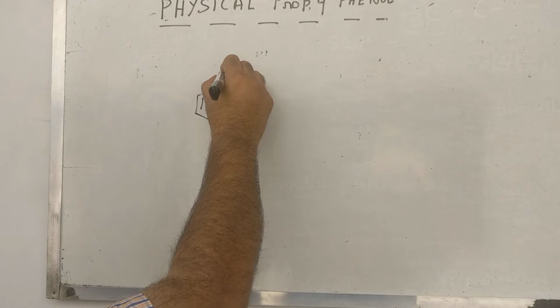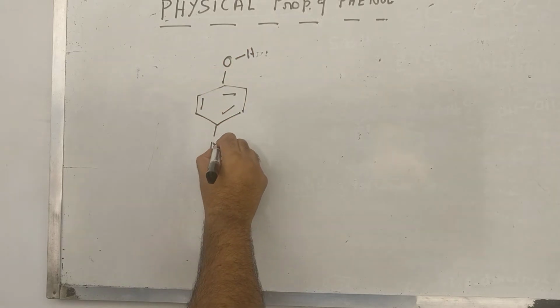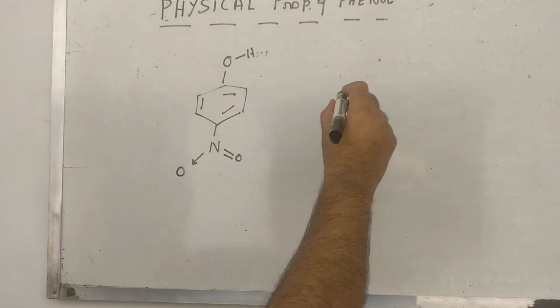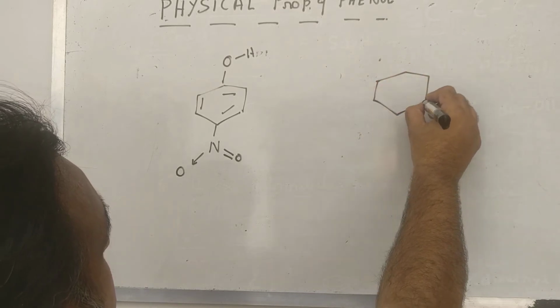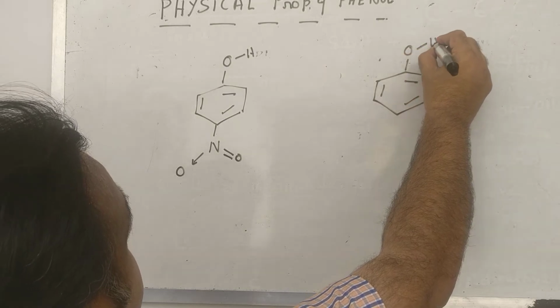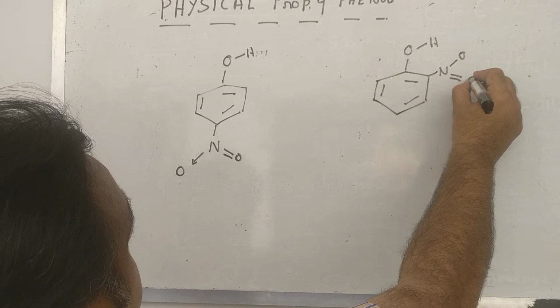This is para-nitrophenol with ortho-nitrophenol. Let's find out which has the higher boiling point and which has the lower boiling point. Remember, on what factor does the boiling point depend? It depends on the intermolecular force of attraction.